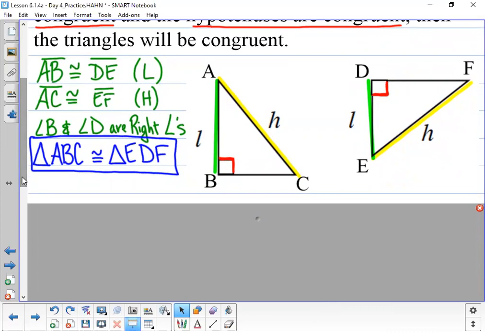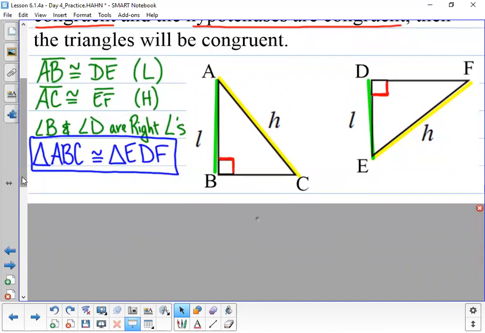Basically, we could extend it out to do side, side, side congruence, but just knowing those 2 sides and knowing that it's a right triangle is enough to make it even more of a shortcut: hypotenuse leg. So now I've got my 5 reasons or 5 conditions for triangle congruence, my 5 shortcuts for triangle congruence.